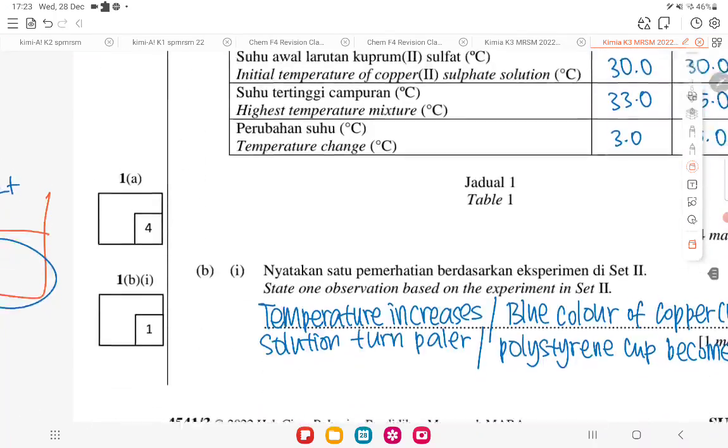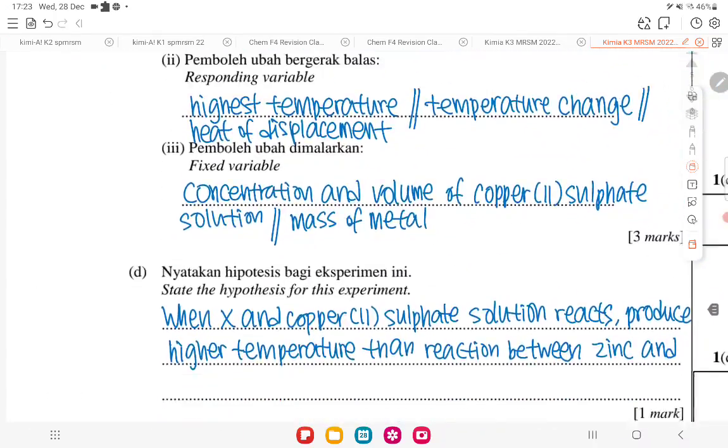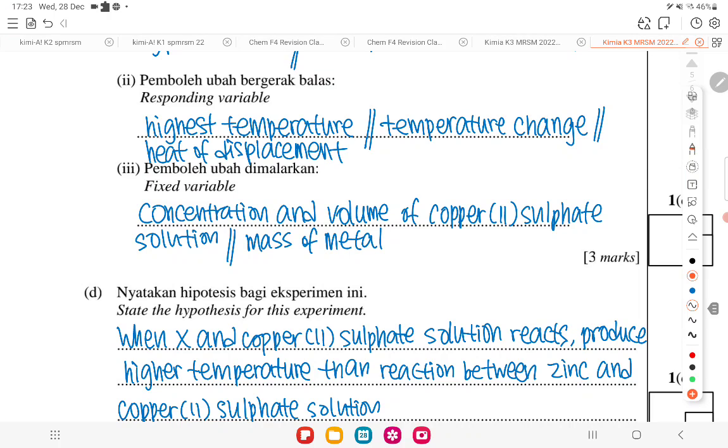So in this case, for the fixed variable, you can write concentration and volume for copper 2 sulfate solution. So you need to fix the concentration and the volume of copper 2 sulfate solution. Can we write volume then concentration? Yes, the sequence doesn't matter. You can write concentration first or you can write volume first. It's okay.